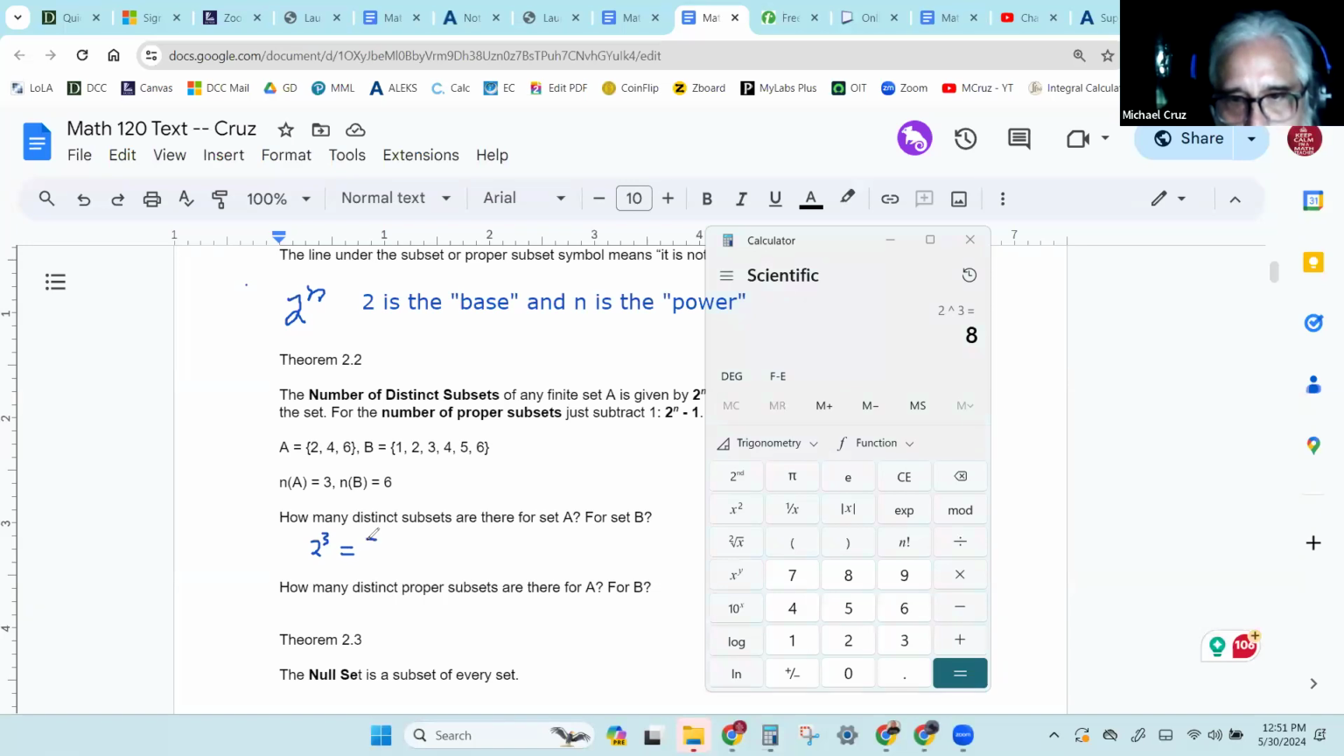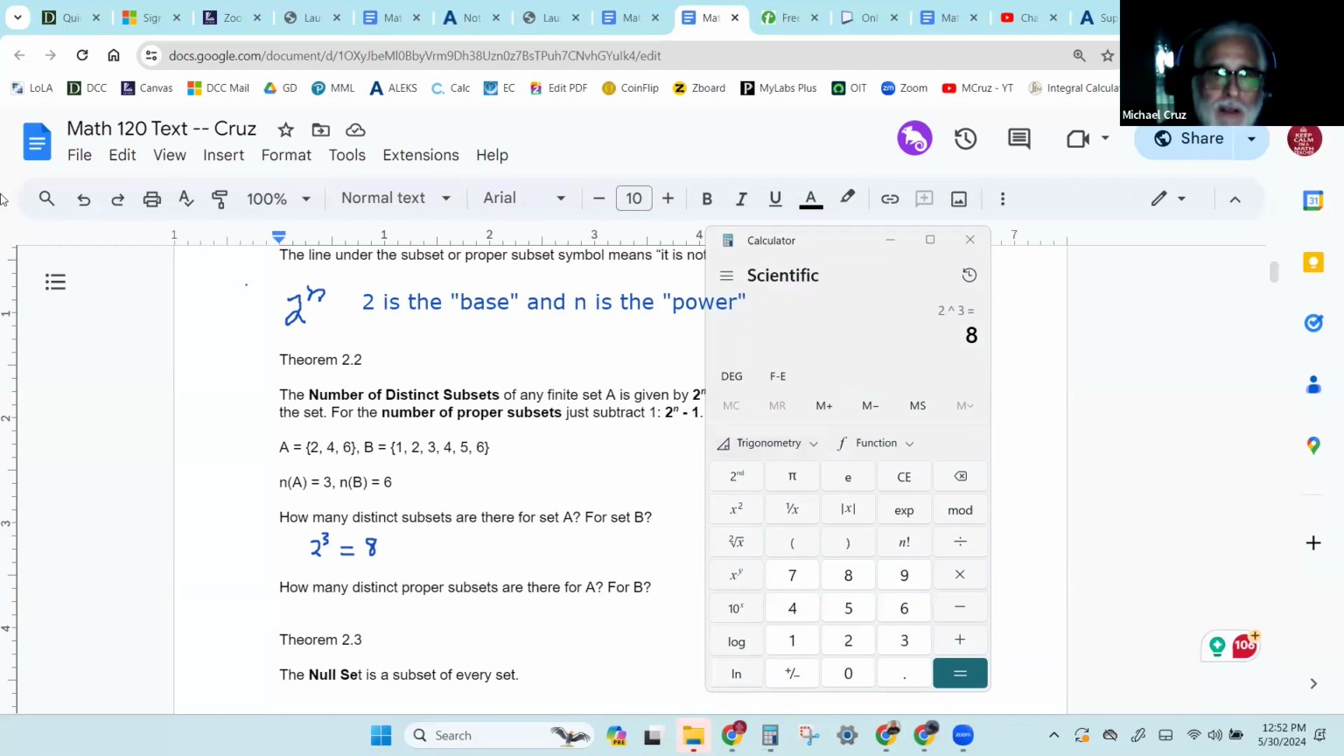So there are 8 subsets. All right. It's always a factor of 2. Every time you add another element, it doubles the amount. Does 2 represent the 2 subsets? No, the 2 is just the base.